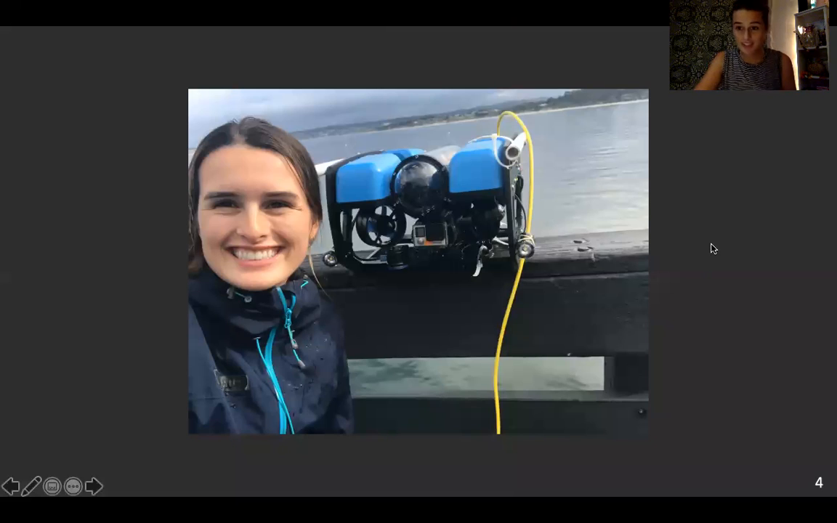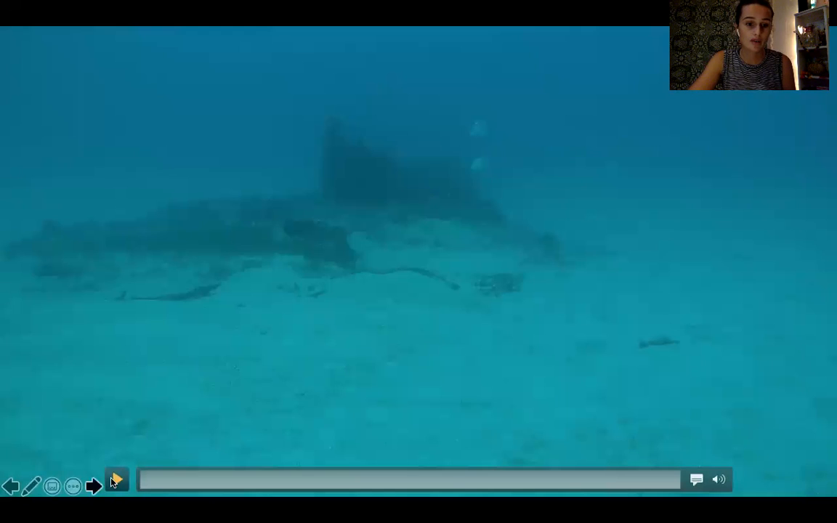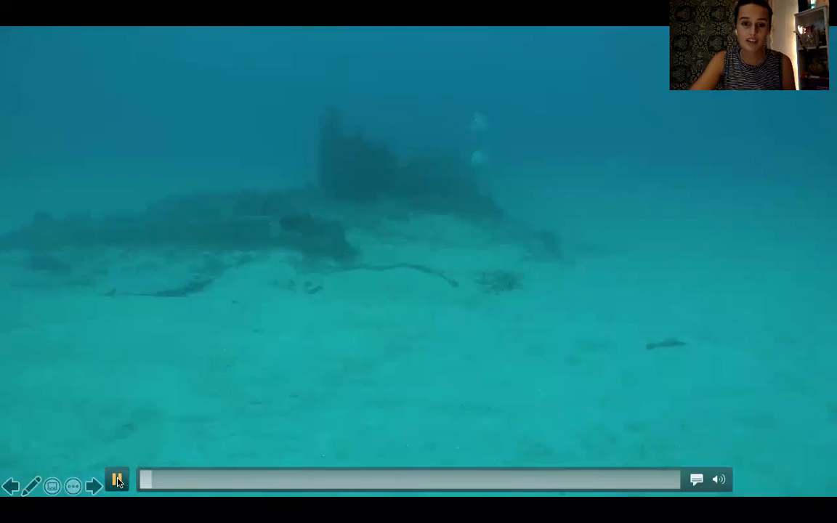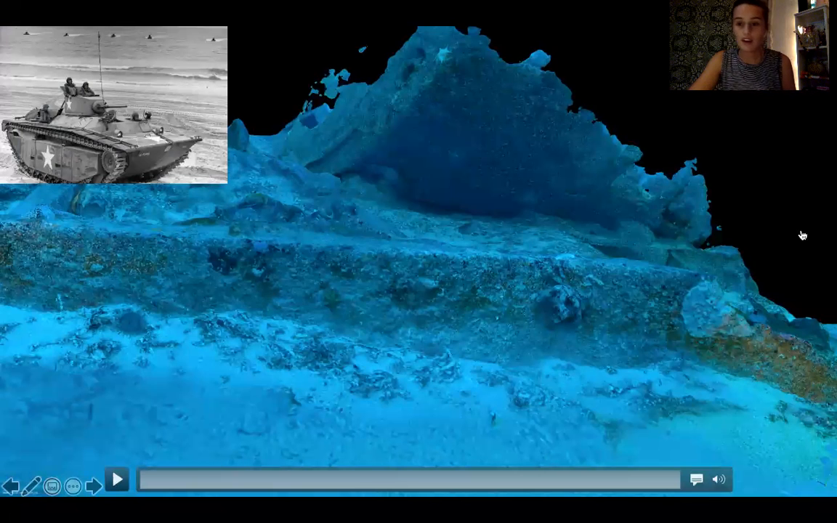So let's talk robots. This is an ROV, or remotely operated vehicle, which can be safely piloted from the surface past recreational diving limits. In this study, I used structure from motion photogrammetry, which is where photos, 2D images, are taken around the object of interest and stitched together to make a 3D model. So going from ROV video, which we have here, we can end up with a 3D model.